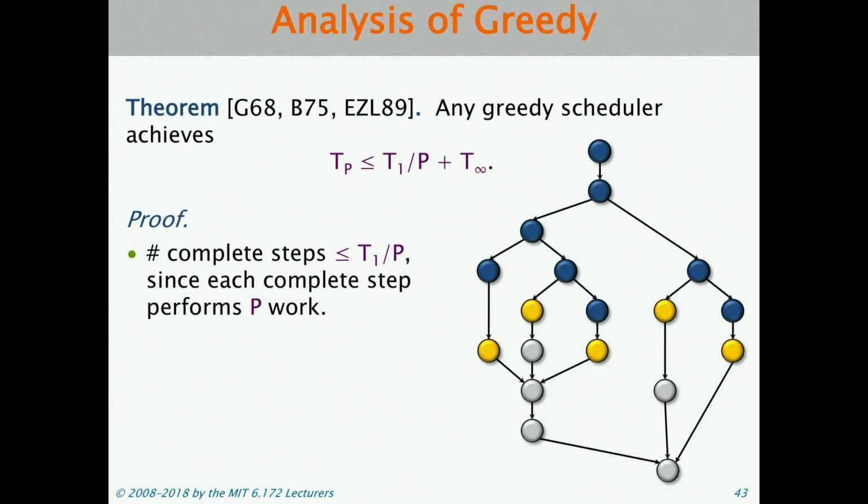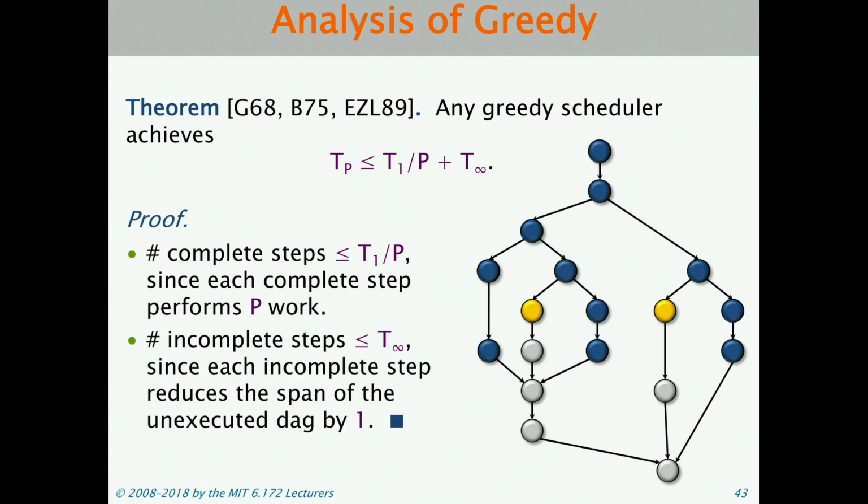Any questions on this? Now let's look at the number of incomplete steps we can have. The number of incomplete steps is upper bounded by the span, or T infinity. The reason why is that if you look at the unexecuted DAG right before you execute an incomplete step, and you measure the span of that unexecuted DAG, you'll see that once you execute an incomplete step, it's going to reduce the span of that DAG by 1.